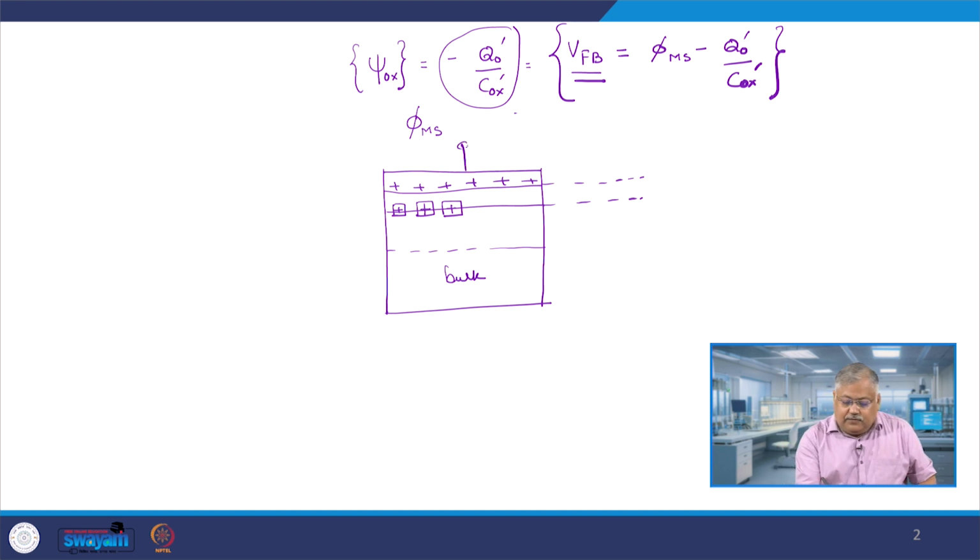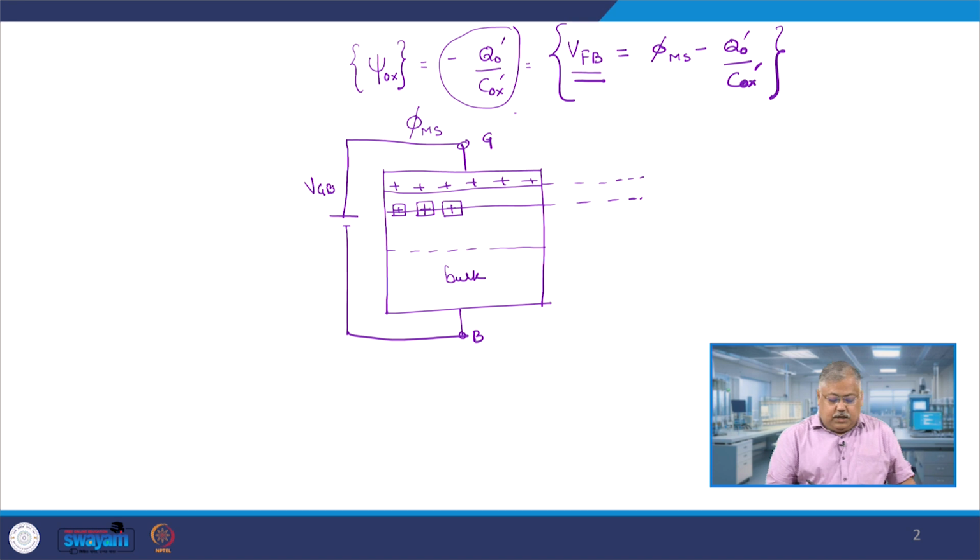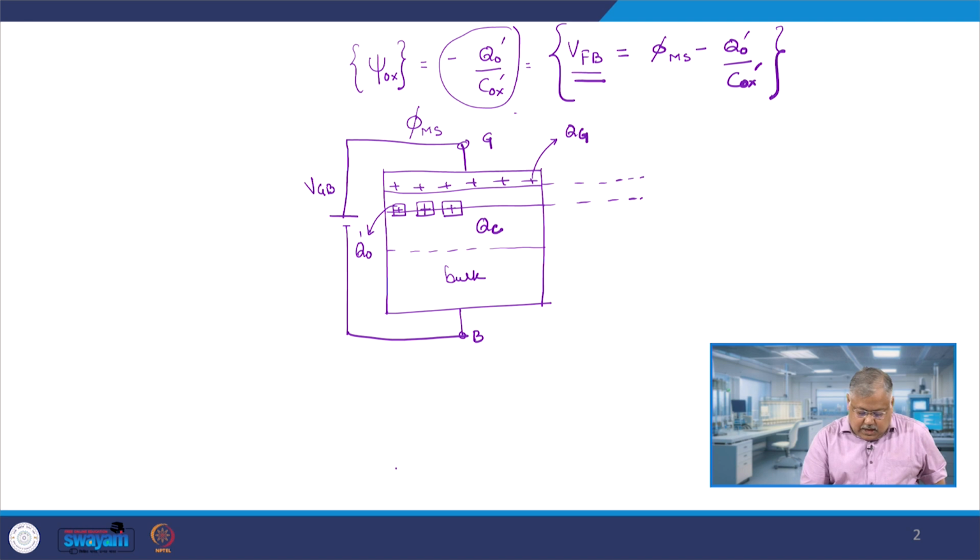We have this gate terminal here and this bulk terminal here, and we just connect these two together through a gate to bulk potential, let me name it VGB. This is your gate charge QG, let us suppose, and you will have here the oxide trap charges, this is Q0 prime, and there will also be the charge QC, which is basically the channel charge.